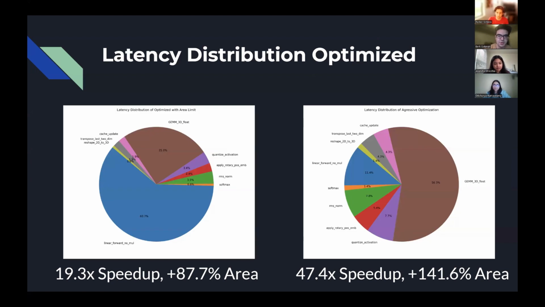Let's revisit the pie charts from before. On the left, we have the pie chart for the area limited design, and on the right, we have the pie chart for the aggressive design. In both charts, it is clear that the linear forward layer takes up a smaller portion of the chart compared to the original one. On the left, we achieve a 19.3x speed up, and on the right, we achieve a 47.4x speed up. And if you look at the right, you can see that the aggressive design does a really good job to the point where the linear forward layer is no longer the bottleneck for execution time.